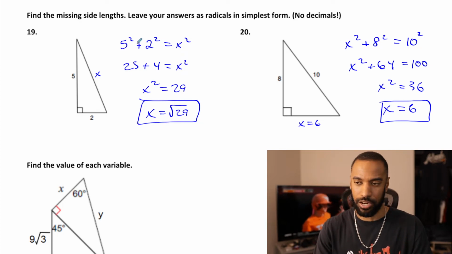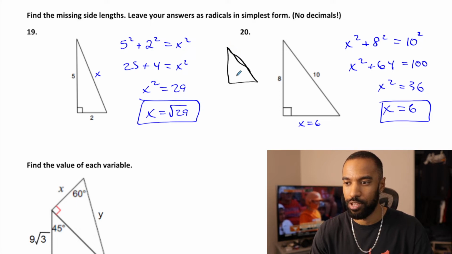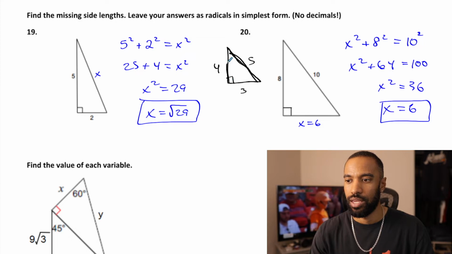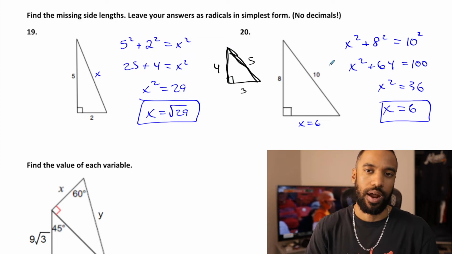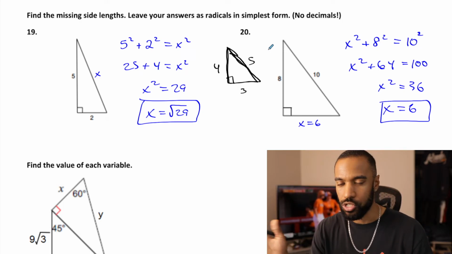What I just did here was this is a Pythagorean triple. This is the 3, 4, 5 Pythagorean triple right here. What am I talking about? In right triangles, 3 squared plus 4 squared equals 5 squared. And there are some other Pythagorean triples.